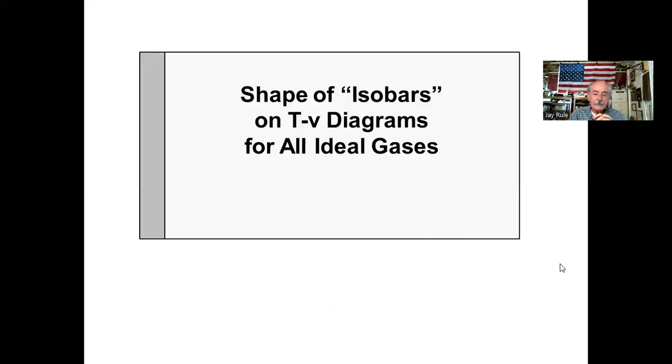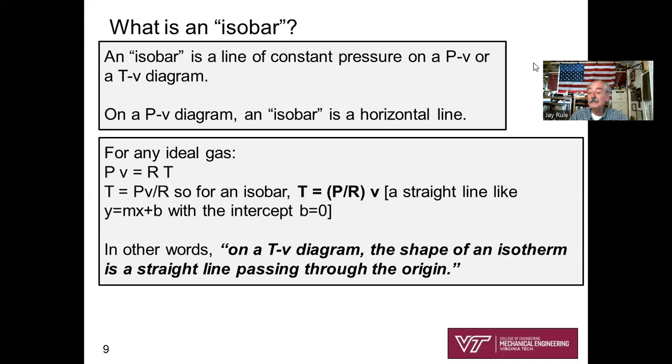Next is, what's the shape of an isobar on TV diagrams for ideal gases? Let's only talk about ideal gases now. Well, what's an isobar? Isobar, line of constant pressure. I droned on and on in the first video about that dog leg line under the dome, but we've got an ideal gas, so we're not going to worry about a vapor dome for an ideal gas. Okay. On a PV diagram for an ideal gas, an isobar is a horizontal line. P is constant.